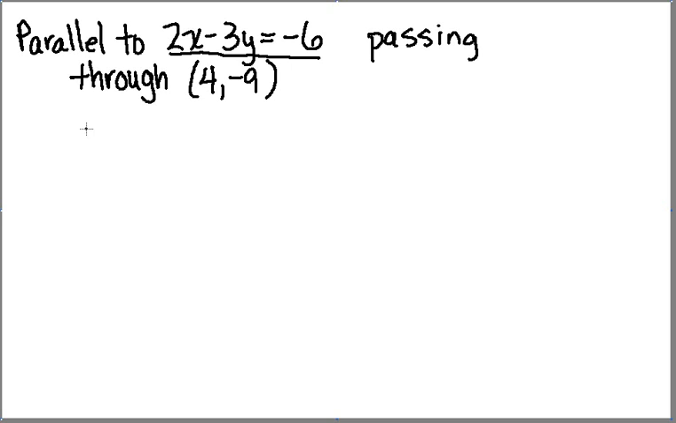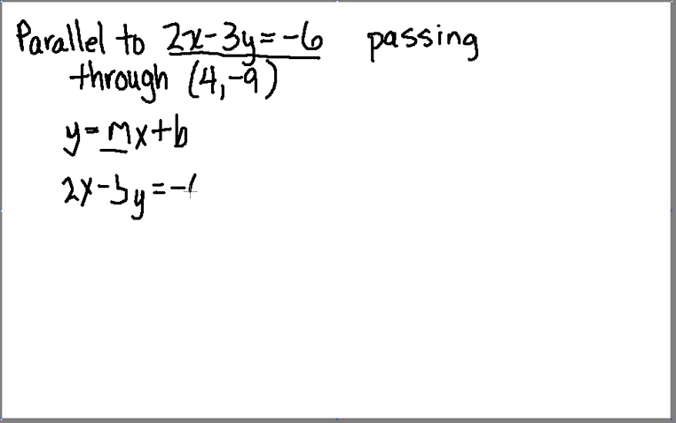Remember, slope-intercept form is in the form y equals mx plus b. Once I'm in this form, I can just read off the slope. It's going to be the coefficient out in front of the x. So in this case, I have 2x minus 3y equals negative 6. When I isolate my y on the left-hand side, I'm going to first do this by subtracting 2x from both sides, and I get minus 3y equals minus 2x minus 6.